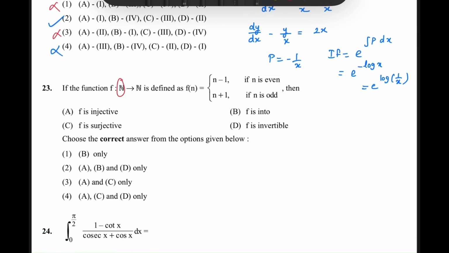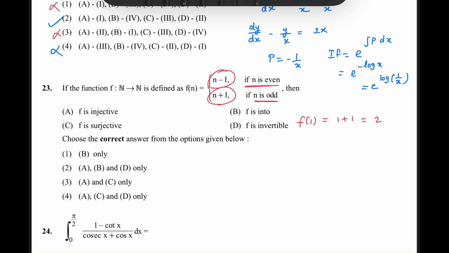Okay, so what he's saying, you have natural numbers, then if n is even, you have to use this function. If n is odd, you have to use this function. So where is f of 1 going? So where is 1 going? If n is odd, you have to use n plus 1. So it will be 1 plus 1, which is 2.